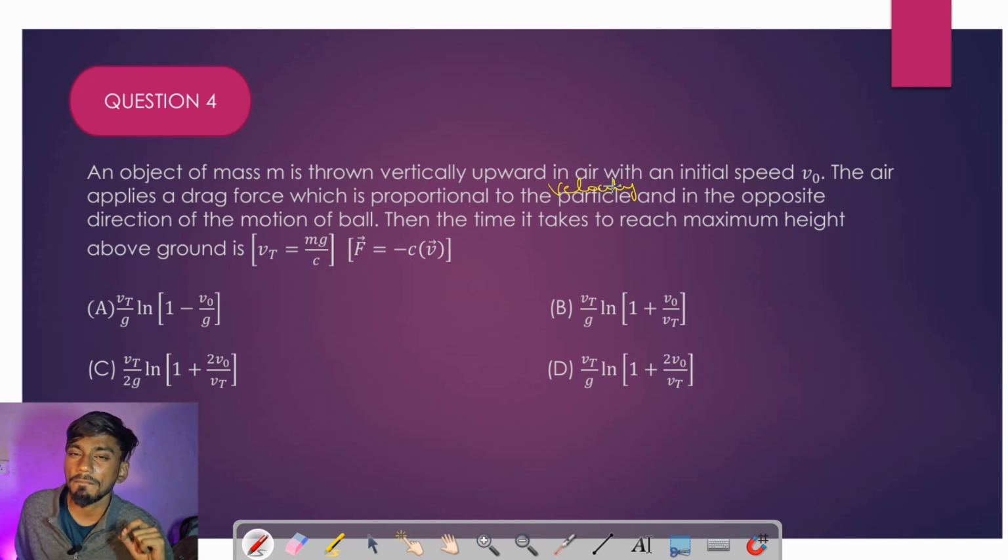Just remember, at maximum height the velocity will be 0. I have seen many students solving this question but getting lost, because they forget to remember that at the end of the time of flight, velocity will be equal to 0.